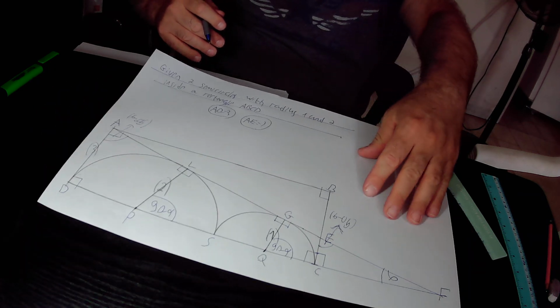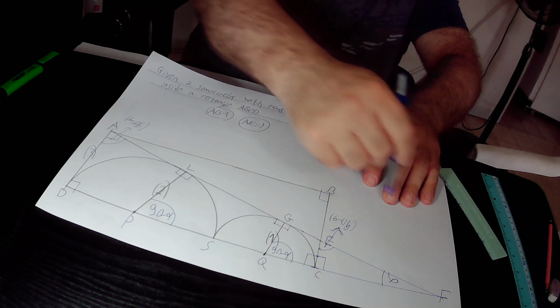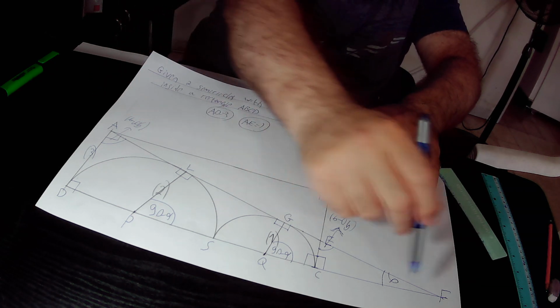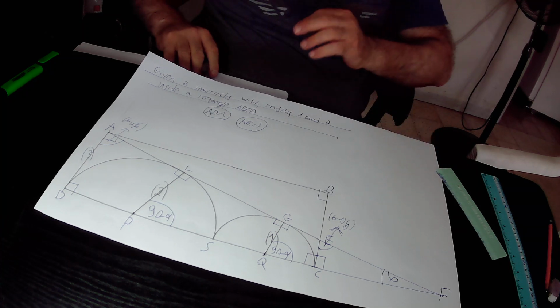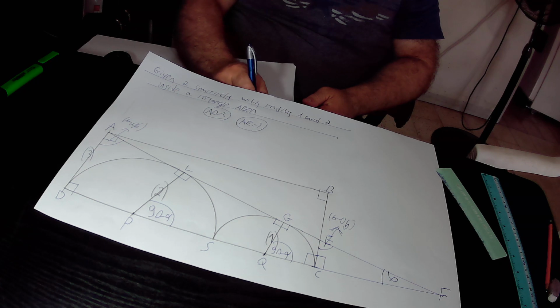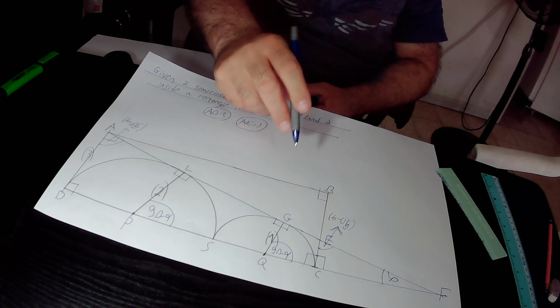In the next step, we prove that the right big triangle LPF is similar to the right small triangle GQF. So I write it down. We prove that the right big triangle LPF is similar to the right small triangle GQF.